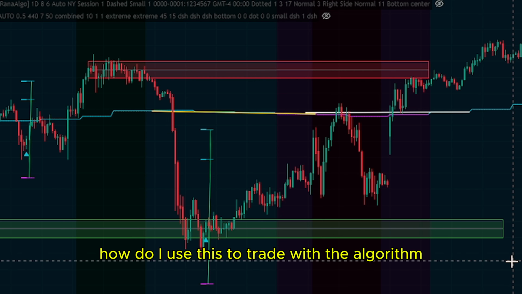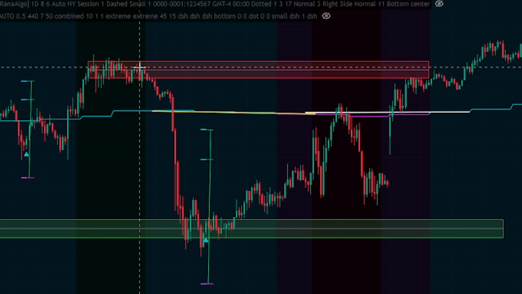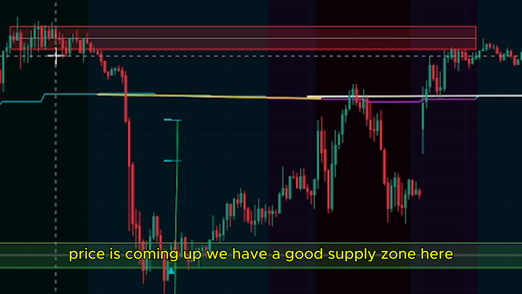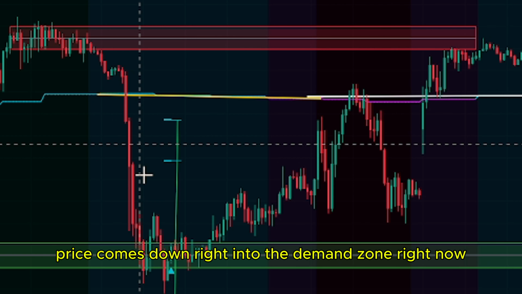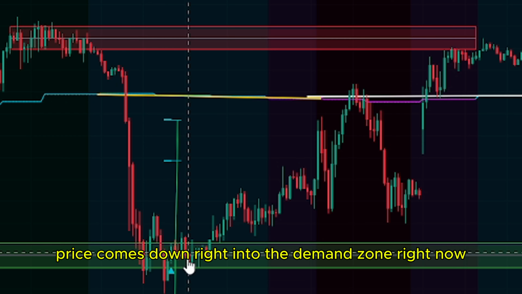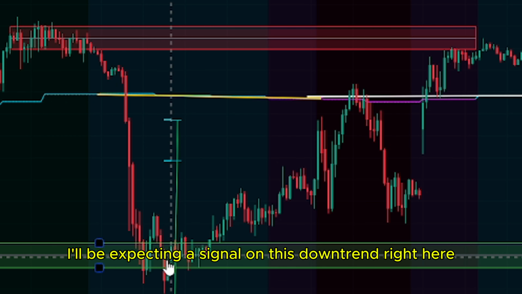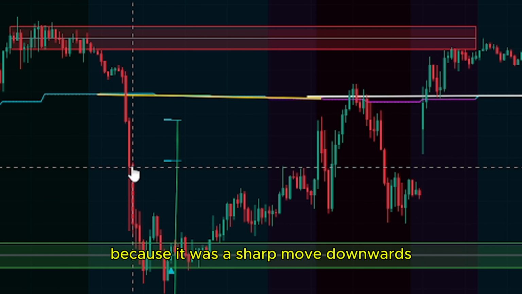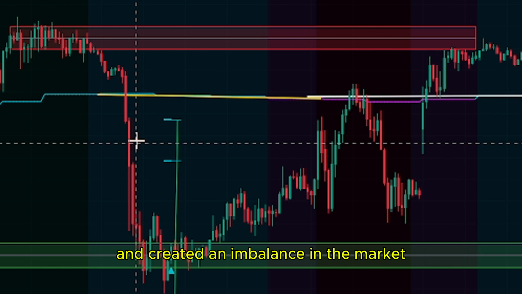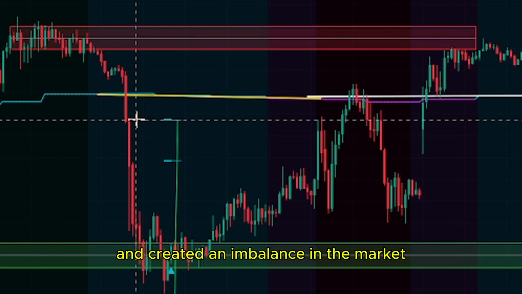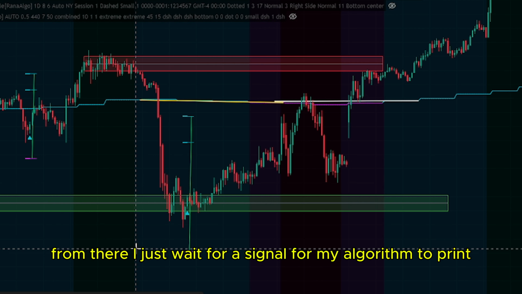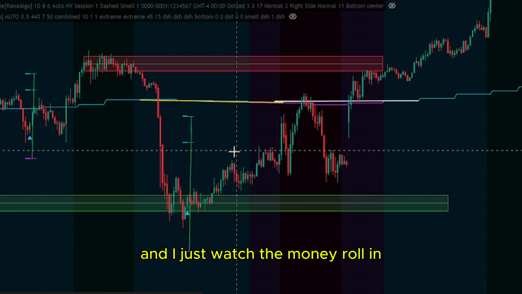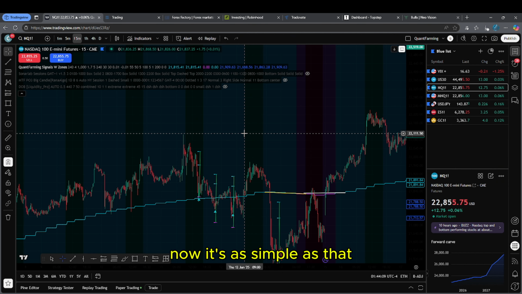How do I use this to trade with the algorithm? As you can see from right here, price is coming up. We have a good supply zone here. Price comes down right into the demand zone. Right now, I'll be expecting a signal on this downtrend right here because it was a sharp move downwards and created an imbalance in the market. From there, I just wait for a signal for my algorithm to print, and I just watch the money roll in. Now, it's as simple as that.